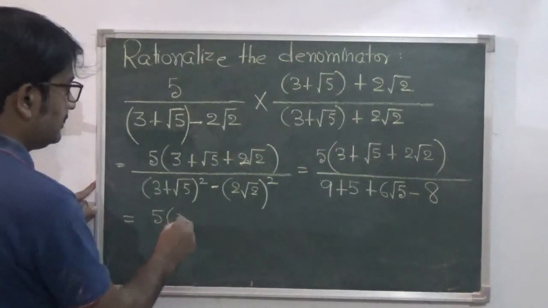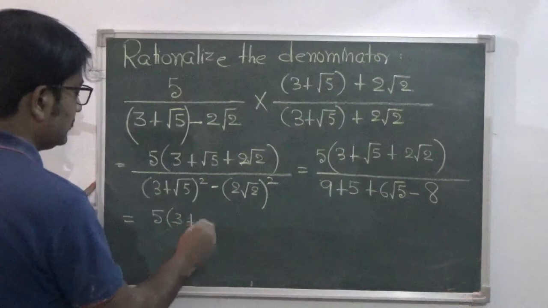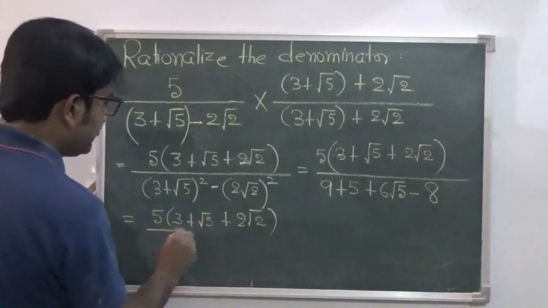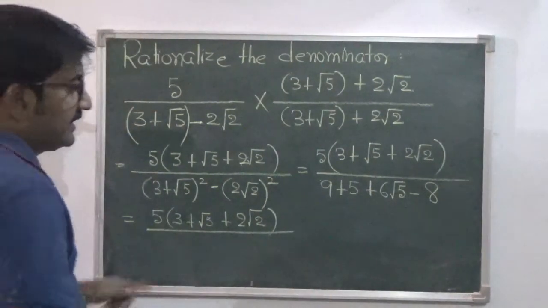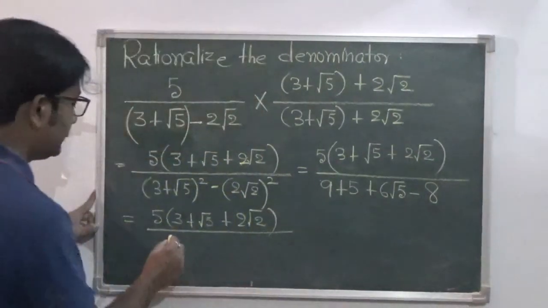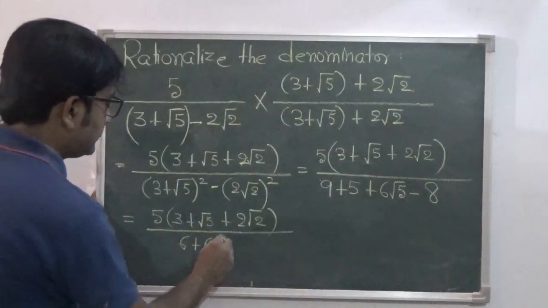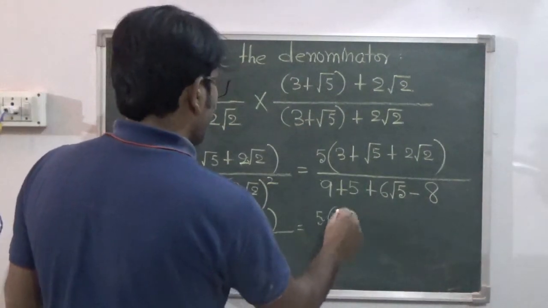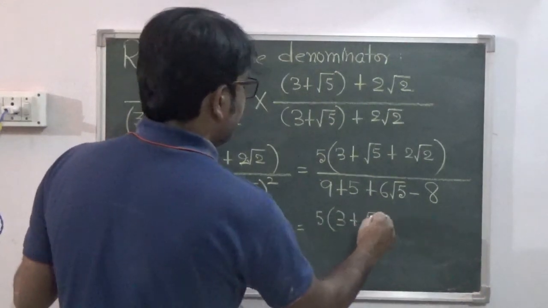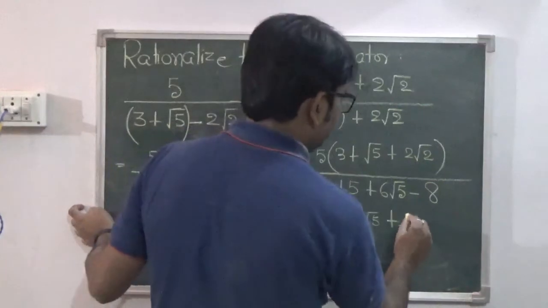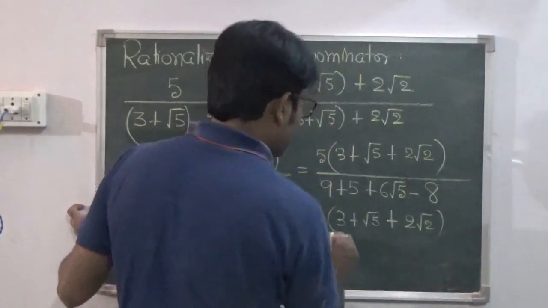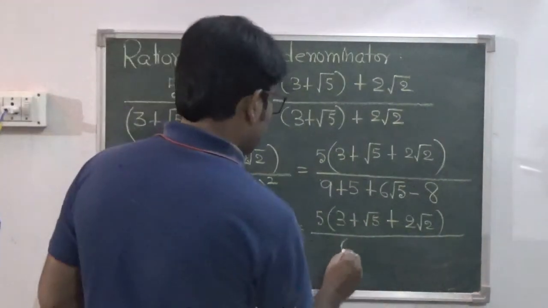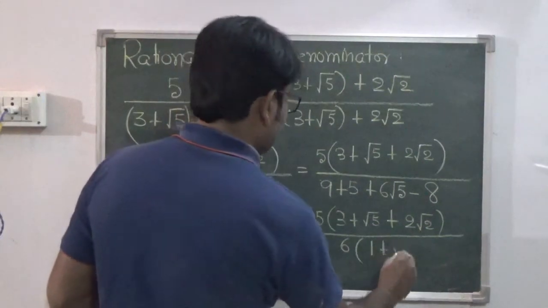So it is coming to 5 into 3 plus root 5 plus 2 root 2 divided by, in the denominator we will be just simplifying it. So 9 plus 5 minus 8 is 6, plus 6 root 5. If we take 6 common, the numerator is 5 into 3 plus root 5 plus 2 root 2, and in the denominator we take 6 common from these two, so we have 1 plus root 5.